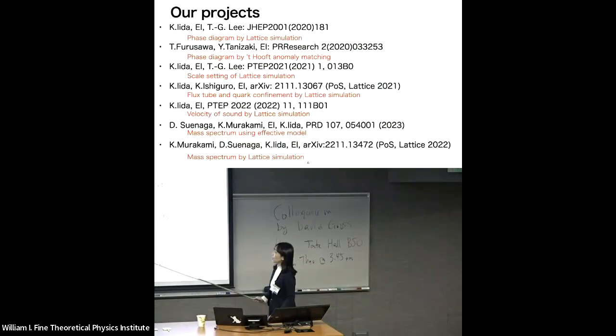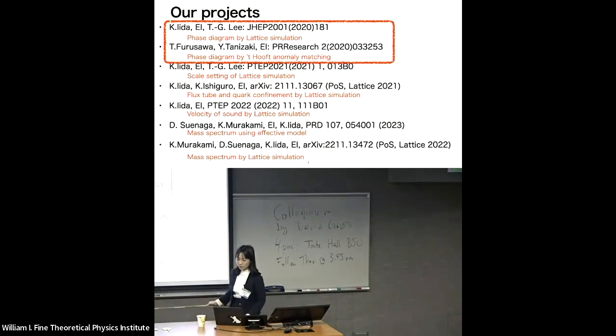And actually, we have several papers from 2020. So today I'd like to briefly introduce our results, the first and second papers. In the first one, we investigate the QCD phase diagram in two-color QCD using lattice simulation. And the second one is a collaboration with Yuya. We gave some constraints on the two-color QCD phase diagram by using the 't Hooft anomaly matching.